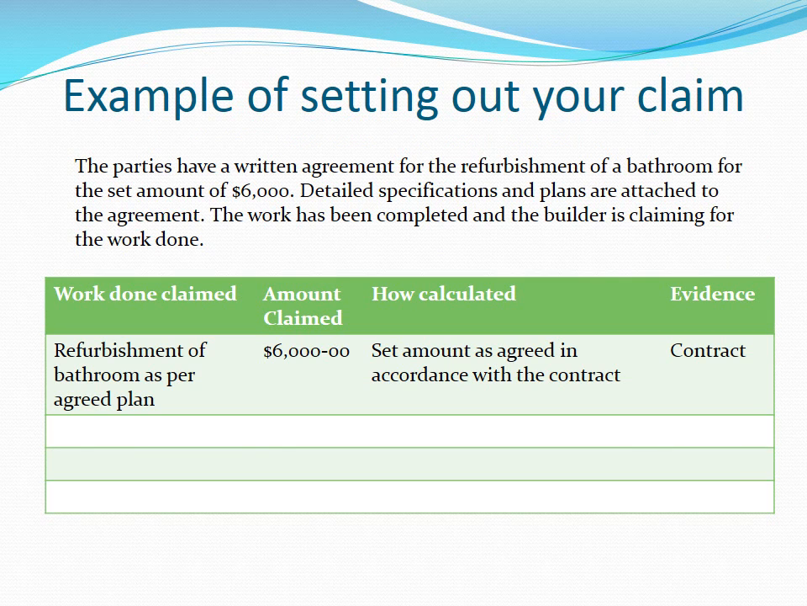In this example of setting out your claim, the parties have a written agreement for the refurbishment of a bathroom for the amount of $6,000. Detailed specifications and plans are attached to the agreement. The work has been completed and the builder is claiming for the work done. The work done is claimed as a refurbishment of bathroom as per agreed plan. The amount claimed is $6,000. It has been calculated as the set amount agreed in accordance with the contract, and the evidence that the builder is relying upon for this claim is the contract.